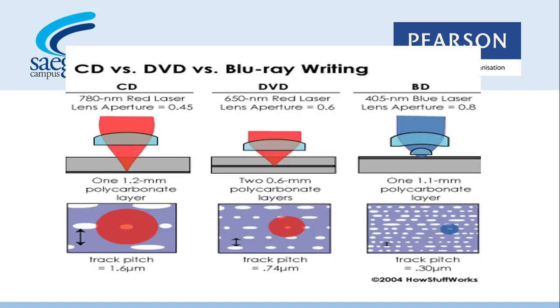Here we can compare the writing of CD, DVD and Blu-ray. Both CD and DVD use a red laser to write, and Blu-ray uses a blue laser. And the track pitch becomes smaller when moving from CD to DVD to Blu-ray.